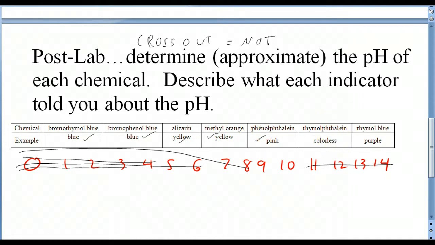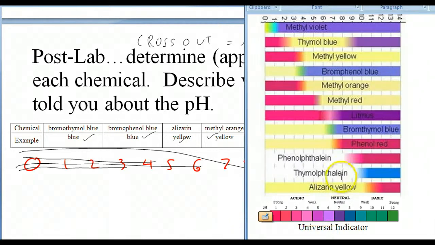Thymolphthalein is colorless, so what does that do for us? Here's thymolphthalein, colorless. Now we're up a bit higher. Now it tells me that 0 to 9 is possible. So this double crosses out 8. If you were uncertain about 8 and didn't want to cross it out, that's okay. The thymolphthalein crosses 8 out for us.